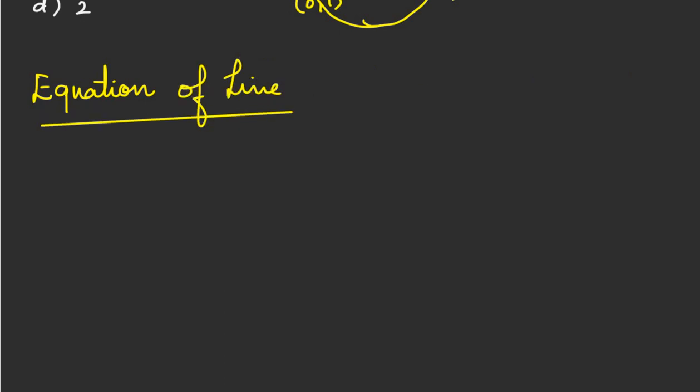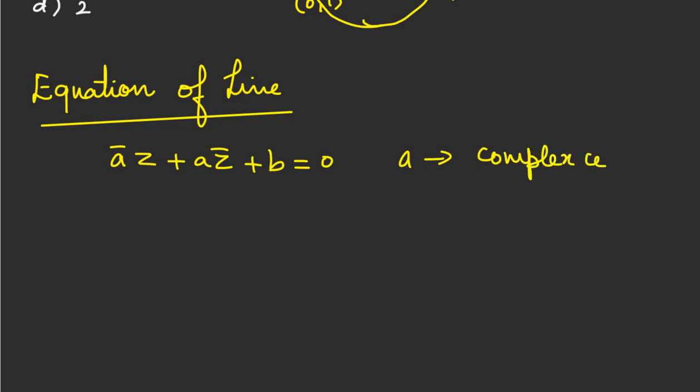Equation of a line. The equation of a straight line is given by a bar z plus a z bar plus b is equal to 0, where a is a complex constant and b is a real constant.